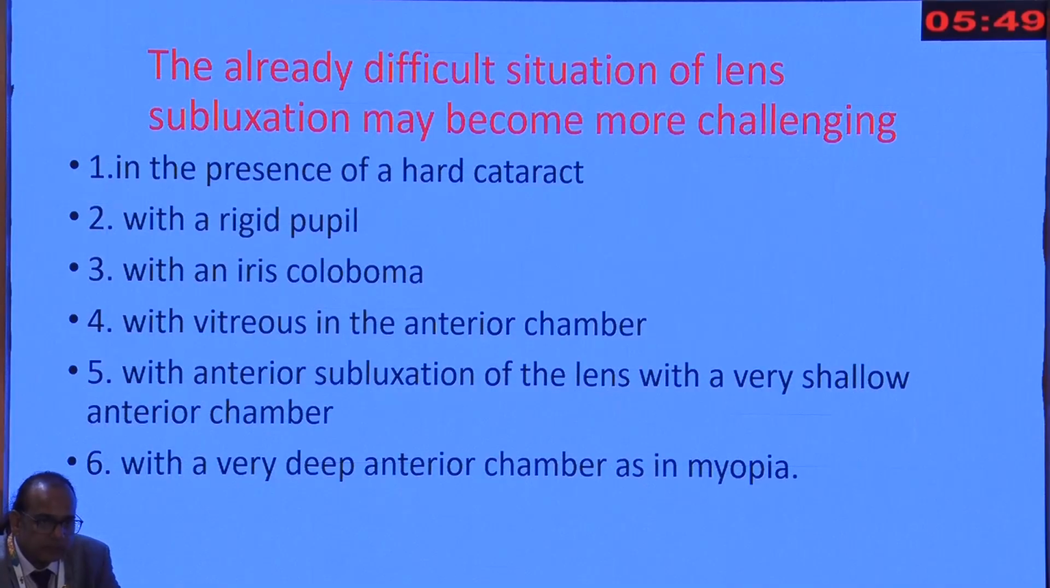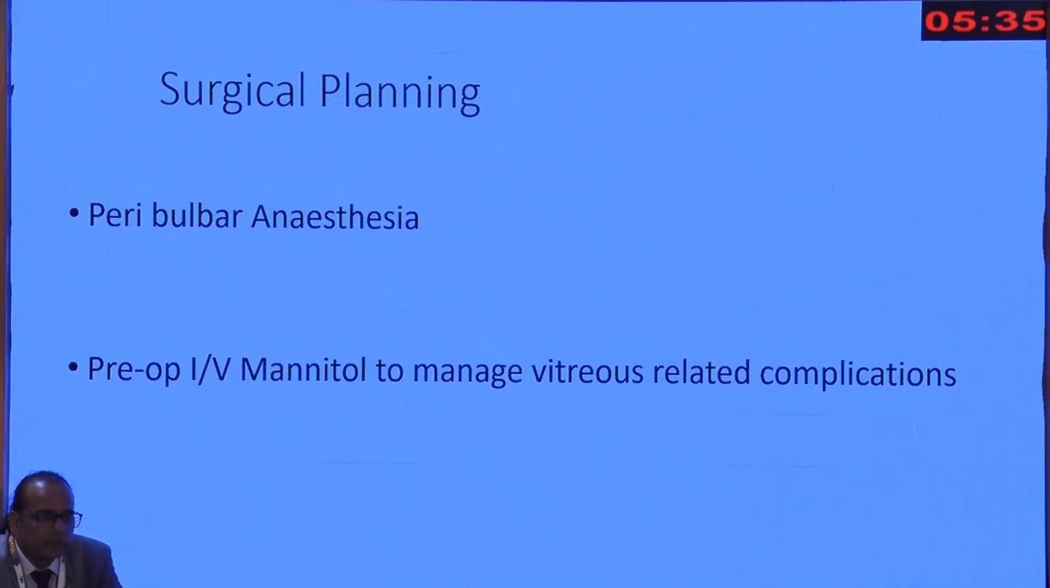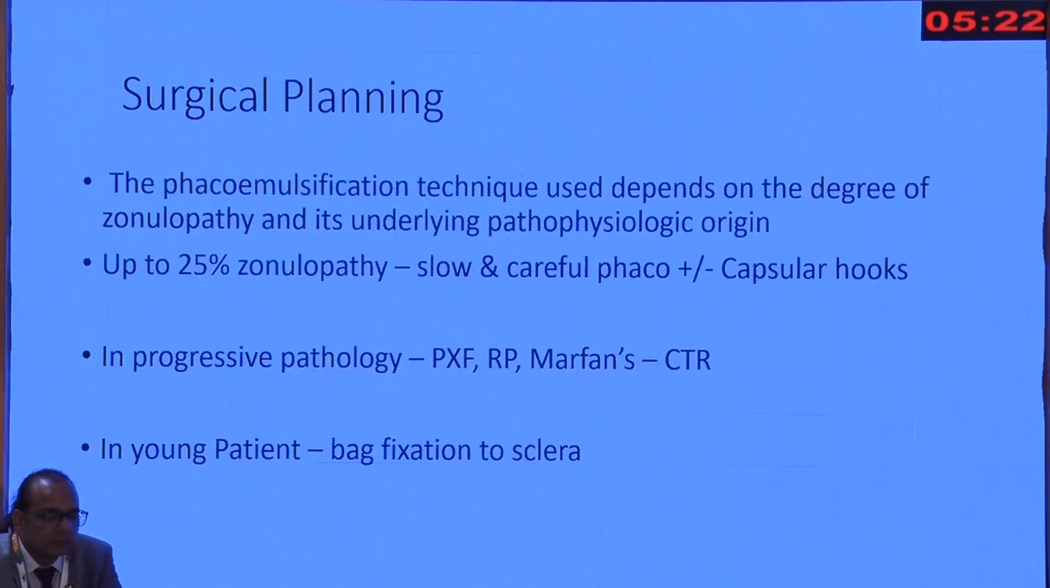The already complex situation is more complex in the presence of a hard cataract, rigid pupil, coloboma, vitreous in the anterior chamber, anterior subluxation and a very deep AC as in myopia, and then you have to be very careful. So surgical planning is definitely the anesthesia, and sometimes you need to give mannitol because you want a very controlled IOP at that point in time.